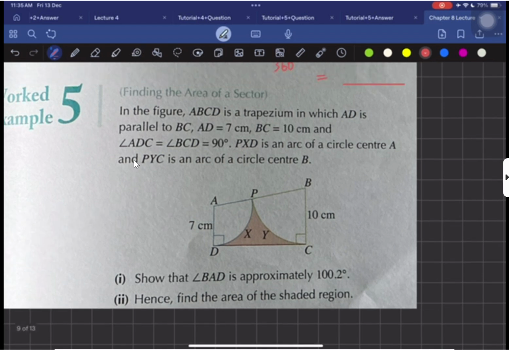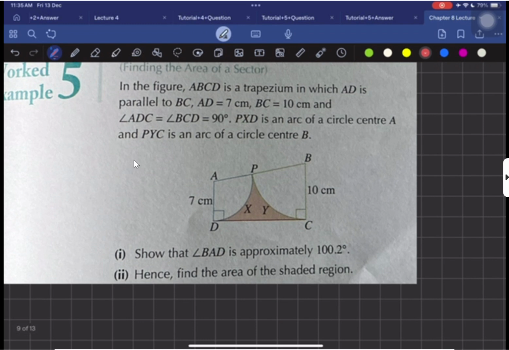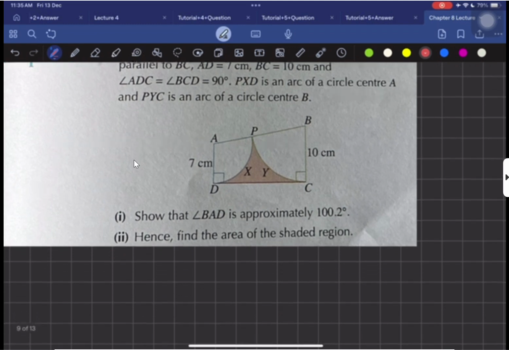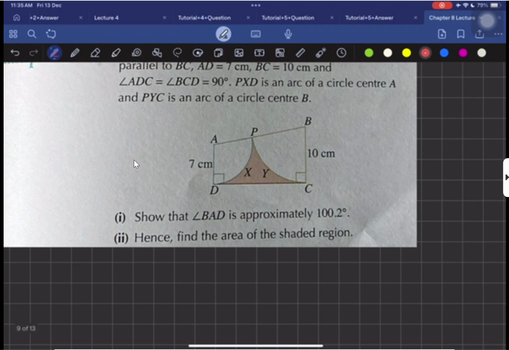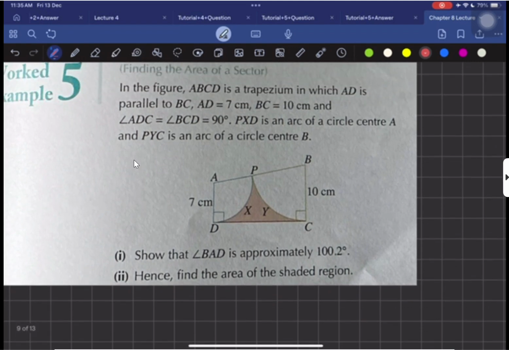In this question, they ask you to find angle BAD. This is a tricky question. I want you to note how it's done. You're given this trapezium, and AD is parallel to BC. So this is 7.